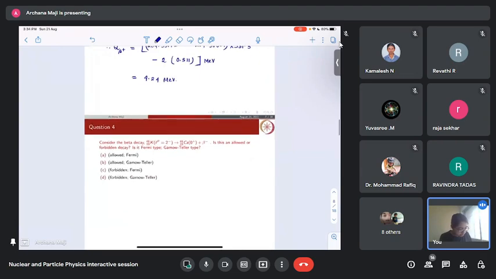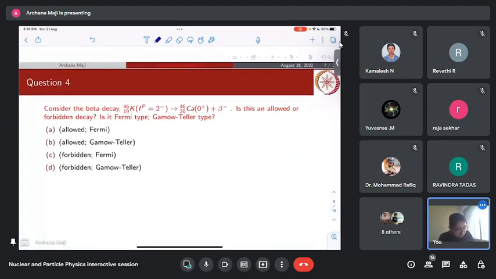Let us move on to the fourth question. Consider the beta decay. Is this an allowed or forbidden decay? Is it Fermi type or Gamow-Teller type?